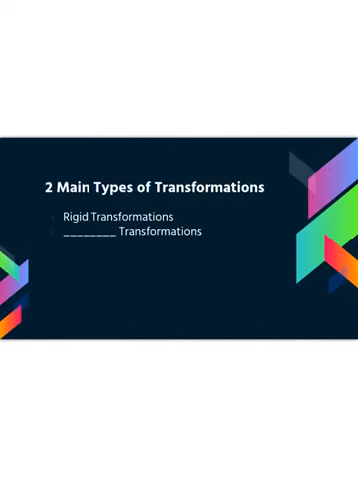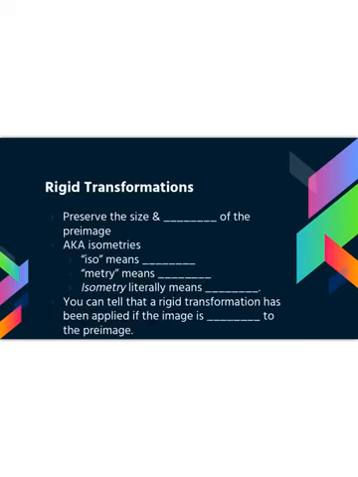There are two main types of transformations, and those transformations are rigid or non-rigid transformations. Rigid transformations preserve the size and shape of the pre-image. Another name for rigid transformations is isometries. The singular form of the word isometries is isometry. Iso literally means equal. Metry means measure. So the word isometry literally means equal measure.